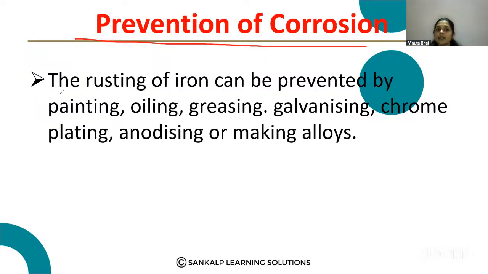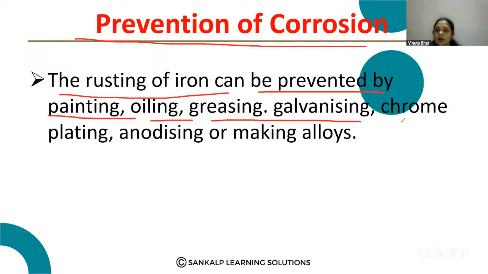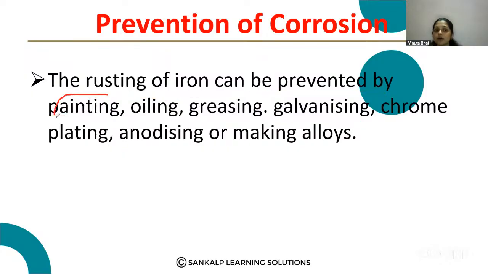The first thing is, the rusting of iron can be prevented by painting, oiling or greasing, galvanizing, chrome plating, anodizing or making alloys. So, the rusting of iron, painting: if you apply the paint, there is a barrier between the moist air and the iron, so that it is not able to undergo corrosion. And applying oil and grease, and galvanizing.